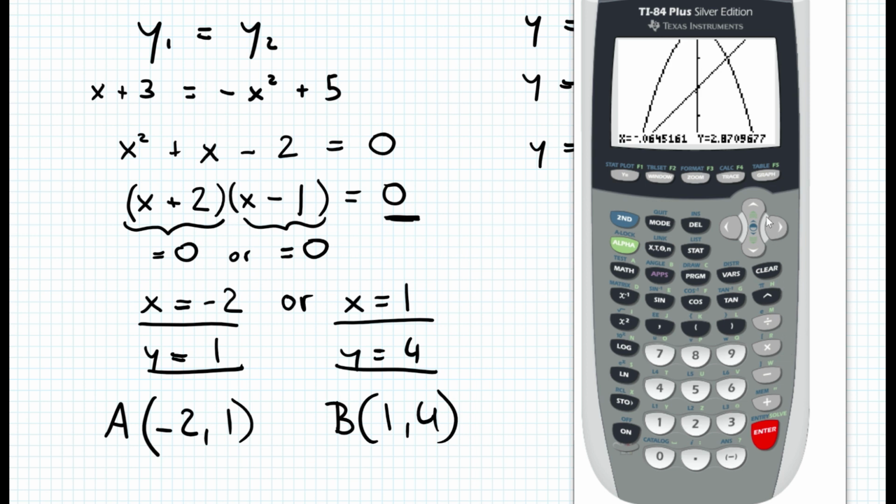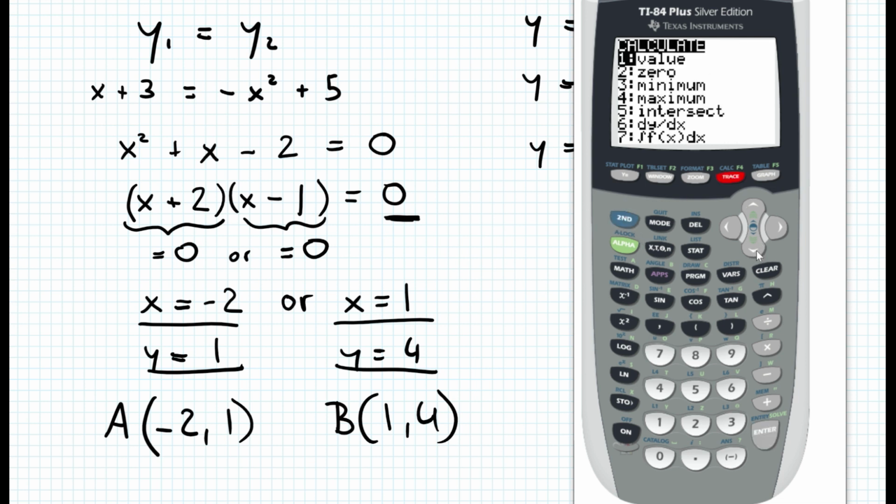Very good. So what we can do here is now do second calc. And now we go to 5 where it says intersect. So we press enter.